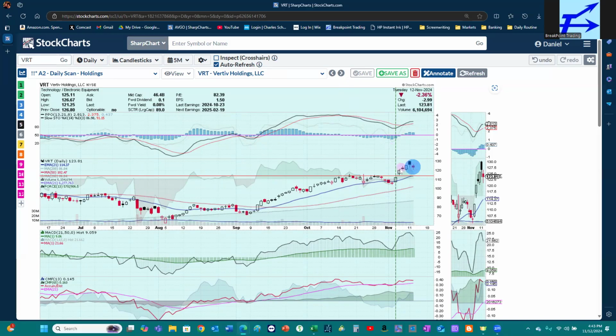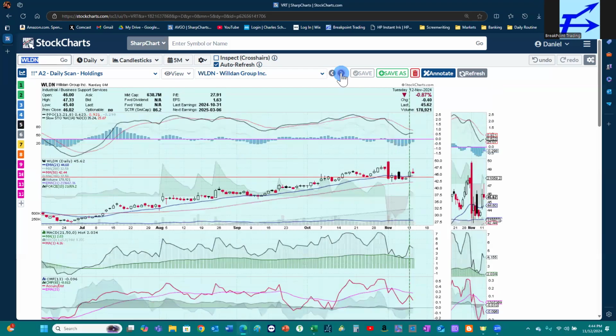Vertiv is pulling back as well. Had a down day today, but again, still staying up there. So all of the momentum indicators are rolling over. So that's not a good sign, but it's to be expected if it does pull back. Again, the 21-day is now caught up to the stop. So it's a good place for it.